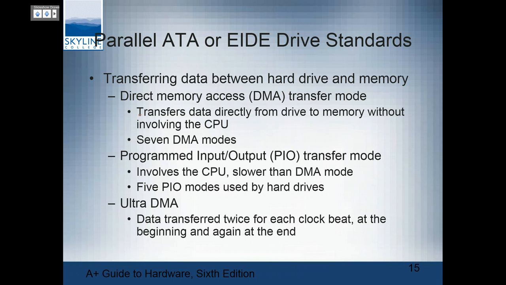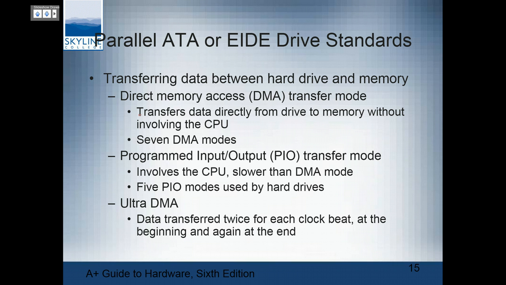Direct memory access transfer mode. DMA allows the system to directly access memory. You can look in Windows at the system information using MSInfo32, and it'll tell you which devices have DMA access. That was one of the advantages early on of SCSI, that it did have DMA access. Some hard drives do now.